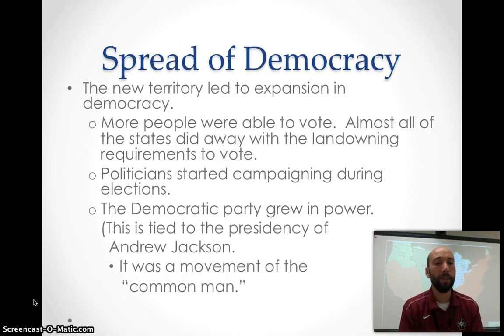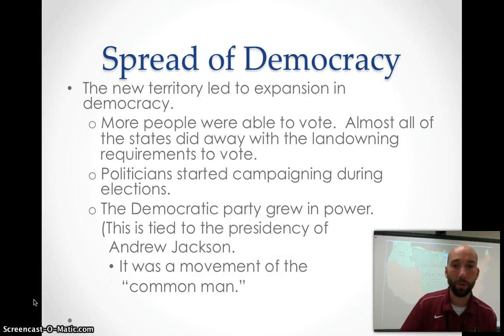The spread of democracy. This new territory led to expansion of democracy. The way states became states was they had to have a certain number of voters in order to become a state. And so almost all of the states did away with the landowner requirements to vote. And so this is going to be a major increase in democracy, a major increase in who could vote. And so this is a really big deal.